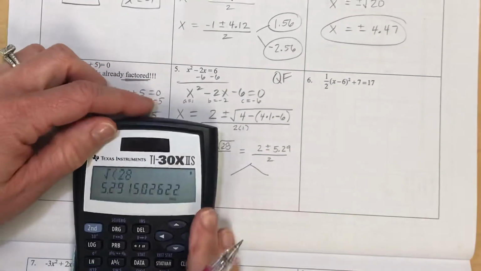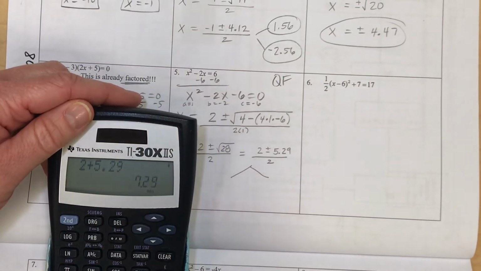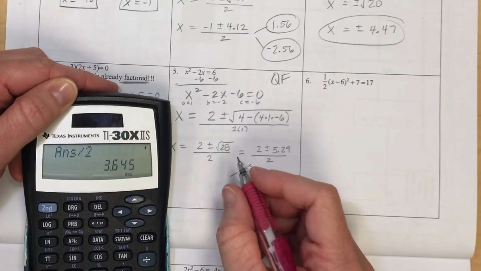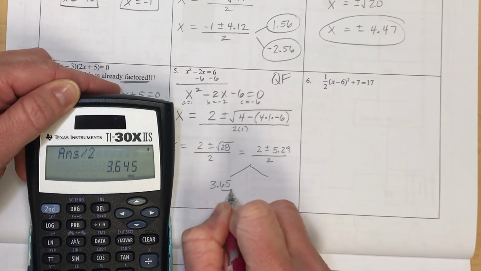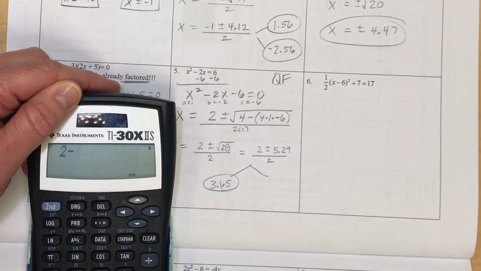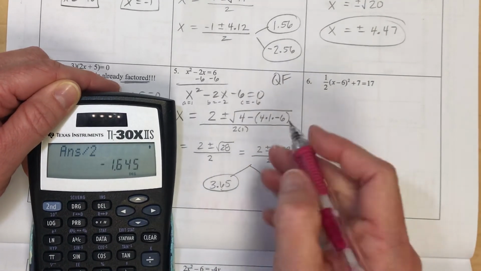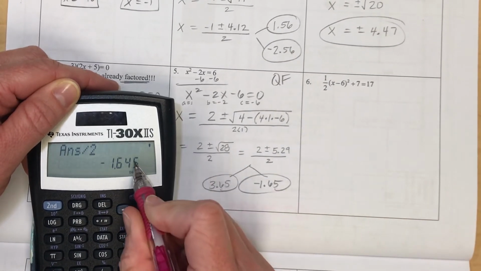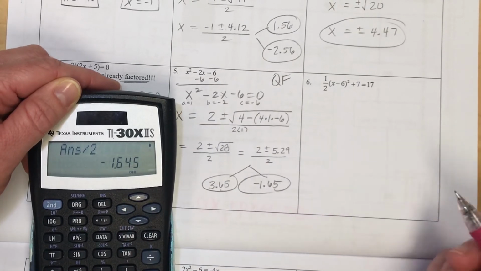So here we go. 2 plus 5.29, hit enter and then divide by 2. I get 3.645, and I'm going to round that up to 3.65. And then I also get 2 minus, because I got to do the subtract, 5.29. Hit enter and then divide by 2, and you get negative 1.645. If I round that 4 up because that 5 is high, that 4 turns into a 5.